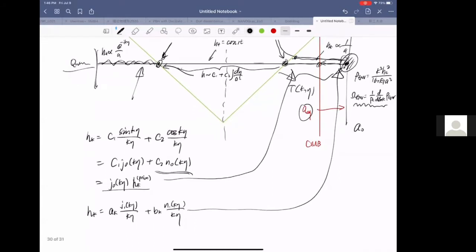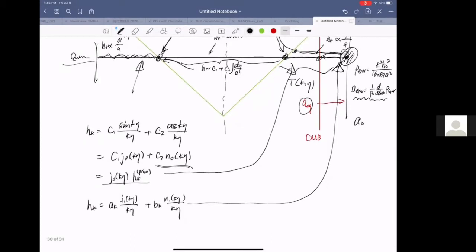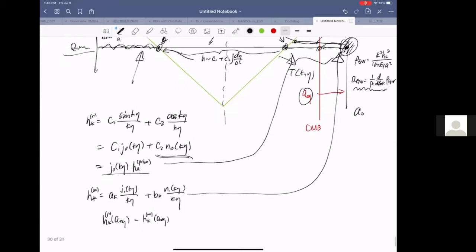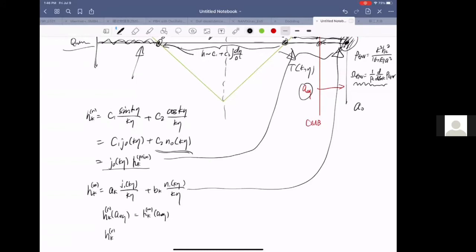So the next task is to determine the coefficients A_k and B_k by requiring that h_k at a_eq, this is radiation, this is matter, are both the same. And also, let's see, eta, the same time derivative. I will not go into details, but just show you the result.